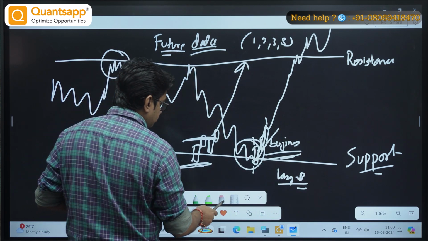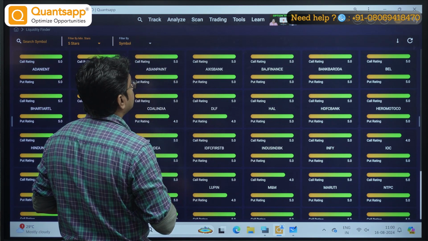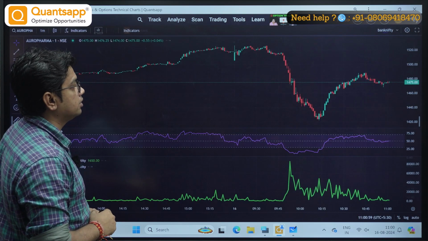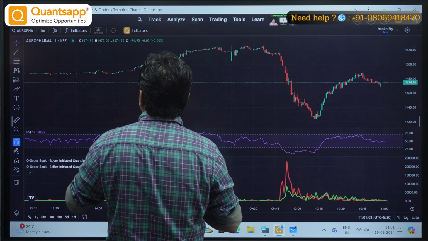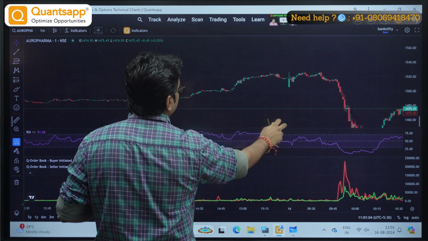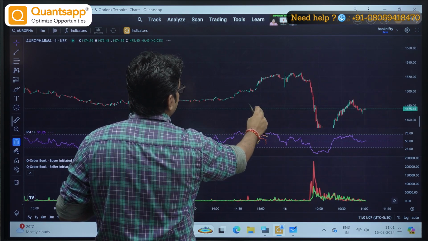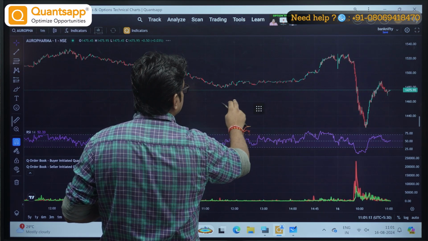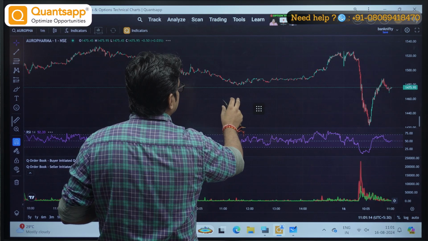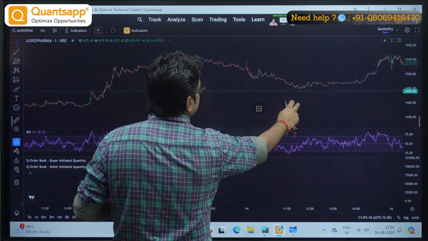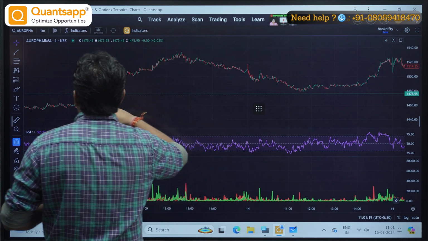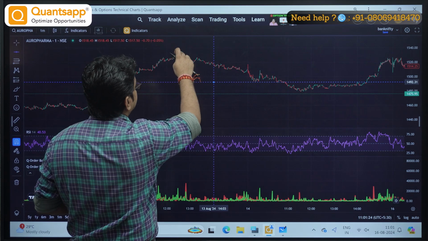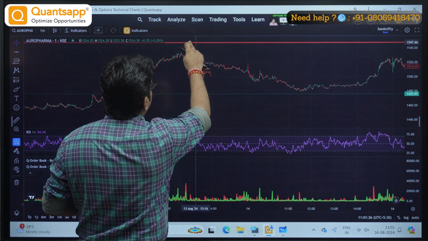Now I'll go to the Quantsapp application, I select analyze, I select chart order and trade. So this is Oro Pharma. Now here what I need to do is mark the resistance and support levels. So here I am drawing a horizontal line. You can see the first time the price is respecting this particular level.